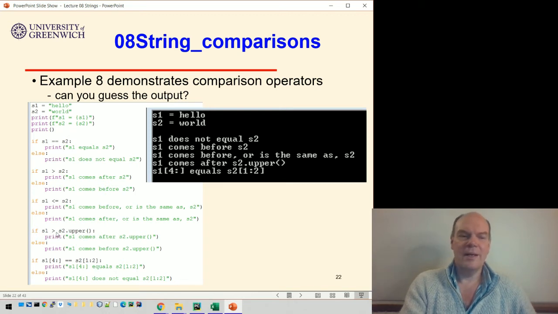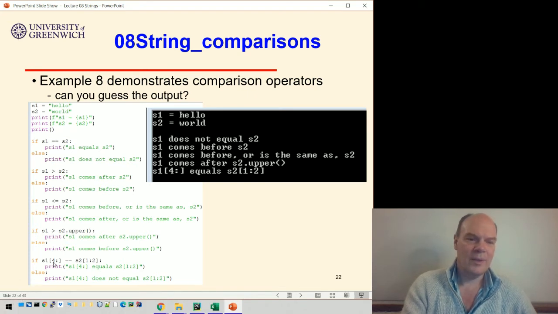S1 is greater than S2 upper. Well, S2 upper is the word world, but in uppercase, which means that world comes before hello, because all the uppercase comes before the lowercase. So in that case, S1 comes after S2 upper.